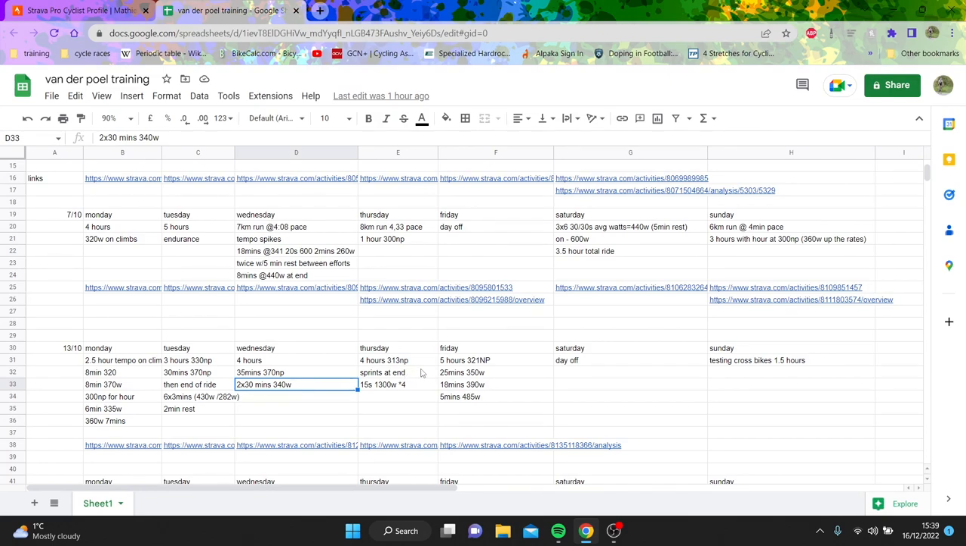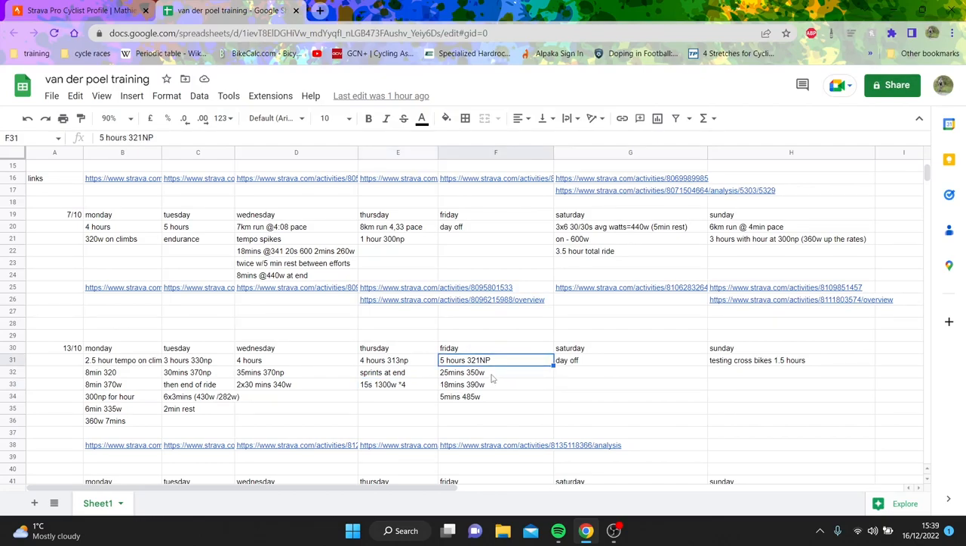Wednesday again, some more lower intensity efforts, but still zone three, like 340 watts for half an hour times two. That was about 4 minute rest in between. Thursday again, nothing crazy. 4 hours, 330 normalized, sprints at the end, 15 seconds at 1300 watts by four, which is pretty strong actually at the end of the ride. It was a pretty tough ride all around.